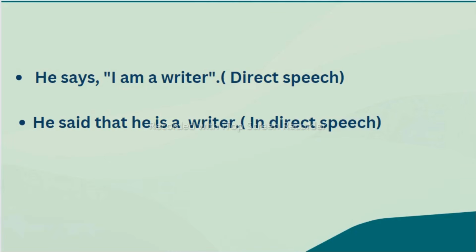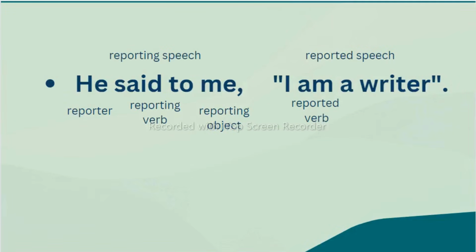There are many rules to learn direct and indirect speech. I will help you to learn all these rules within two videos. So now let's see the first one. This sentence is in direct speech and it has two parts, one with the inverted commas and the other without the inverted commas. The part without the inverted commas is called reporting speech, and the part of the sentence with the inverted commas is called reported speech. You should remember these two terms because we are going to use them in the further exercises.